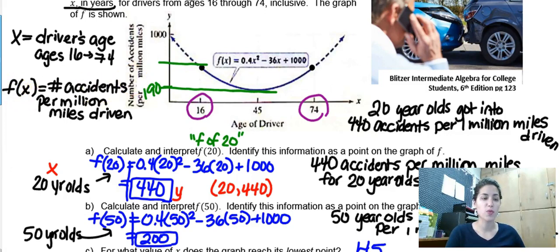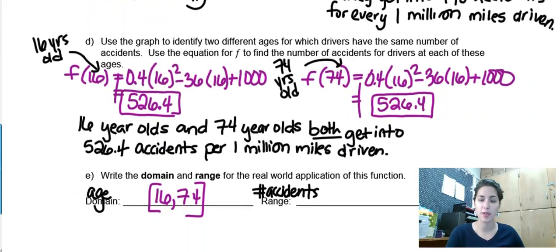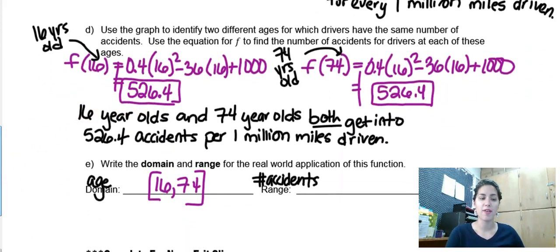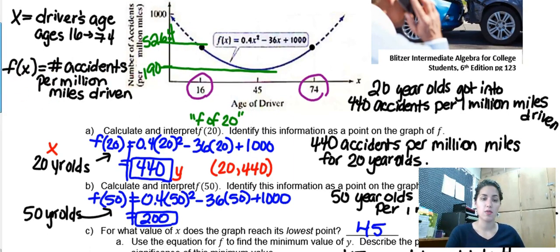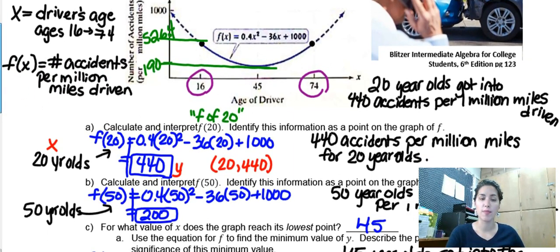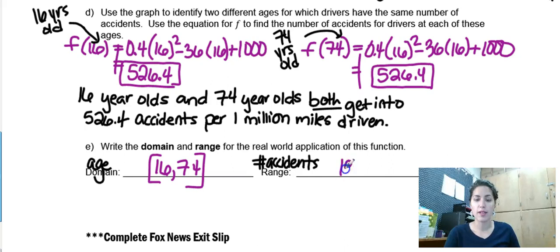And then in this last question, we actually just figured out how many accidents both 16-year-olds and 74-year-olds get into. They both get into 526.4 accidents. So no math needed. We just needed to be able to understand the answers we already found. So just kind of mentally capture those two numbers, 190 and 526.4. 190, comma, 526.4. And we are all done.